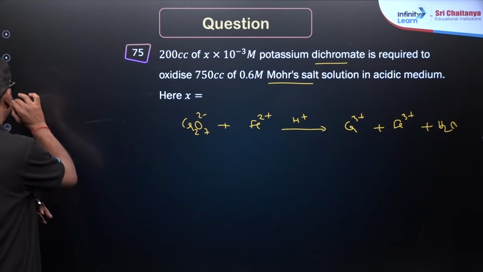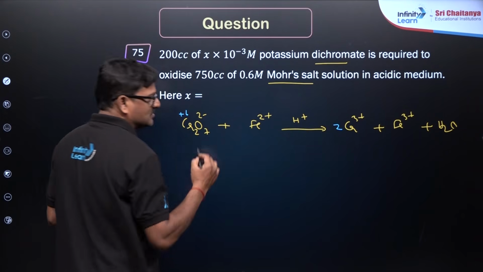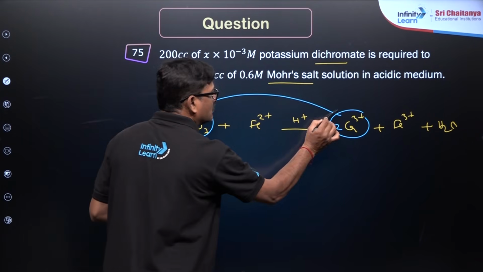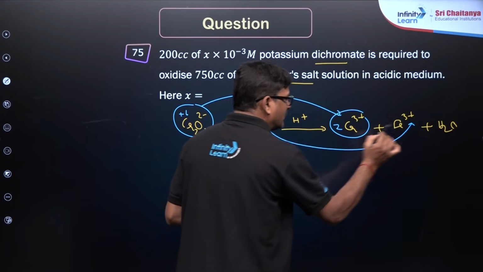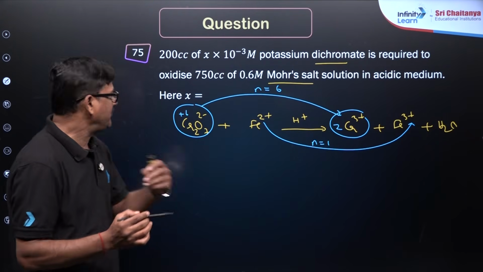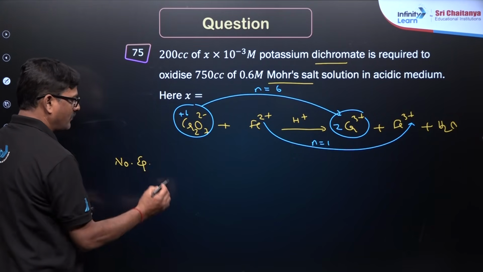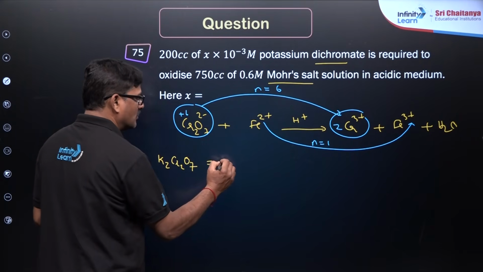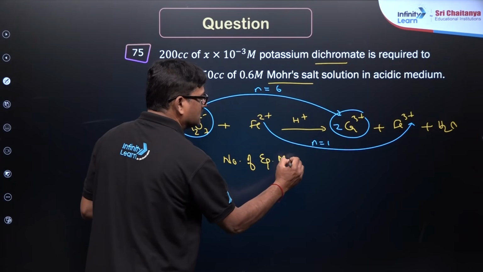Let us calculate the N factor here. For chromium, it goes from plus 6, and you are going to get 2 into plus 3. So together it is going to be plus 12, so N is equal to 6. Fe2+ is converted directly to Fe3+, so N is equal to 1. So the number of equivalents of K2Cr2O7 is equal to the number of equivalents of Morse salt.